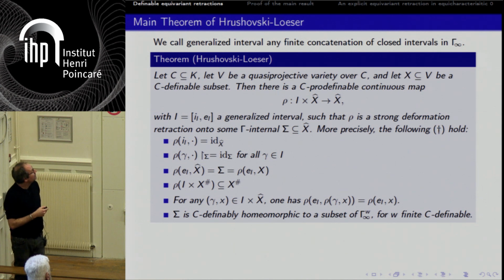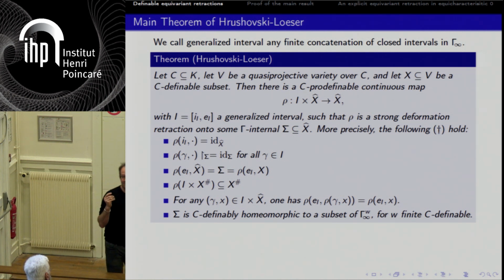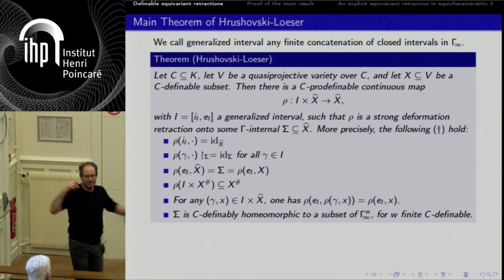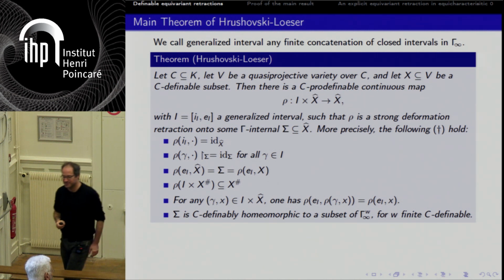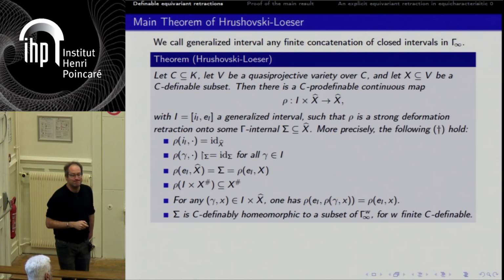And more on this gamma internal bit. Sigma is actually not just gamma internal abstractly definably, but it's even topologically gamma internal. What does it mean? It means that it's C-definably homeomorphic to a subset of gamma infinity to something. Something is a finite set, but C-definable, so you may not be able to distinguish coordinates. So in order to have Galois action possible, this is necessary. Okay. Yes?